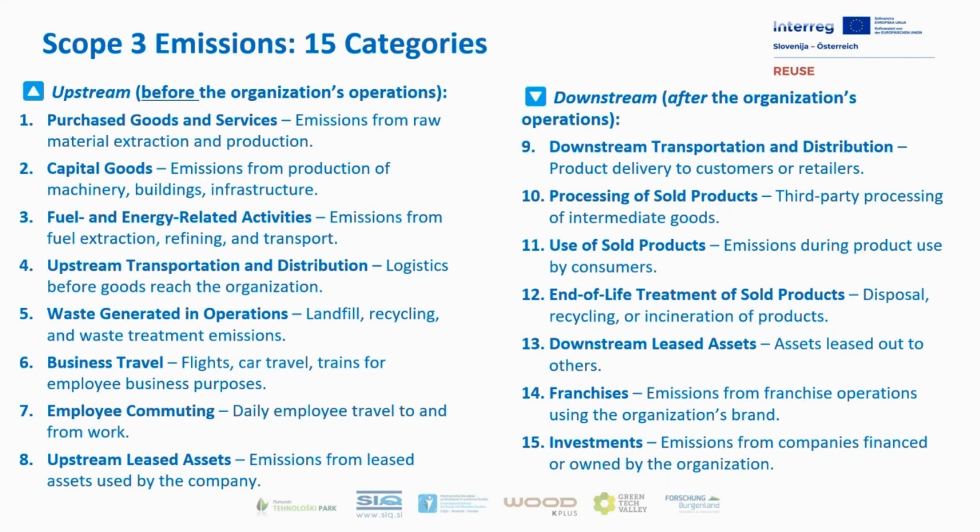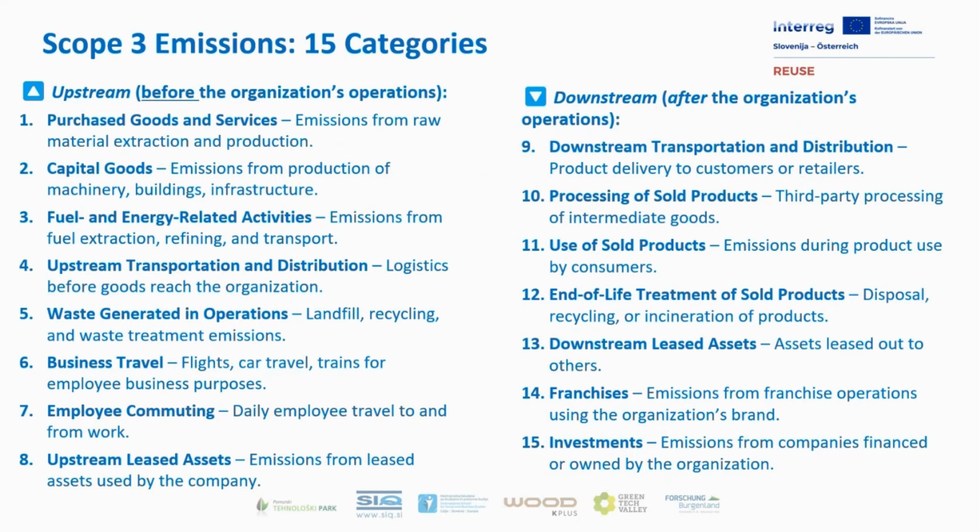Then we have category 11, use of sold products. These are emissions generated when customers use the product, for instance, emissions from using a gas-powered appliance. Category 12, end-of-life treatment of sold products. This includes emissions from how products are disposed of, whether through landfilling, incineration, or recycling. For example, methane emissions from landfilling product packaging.